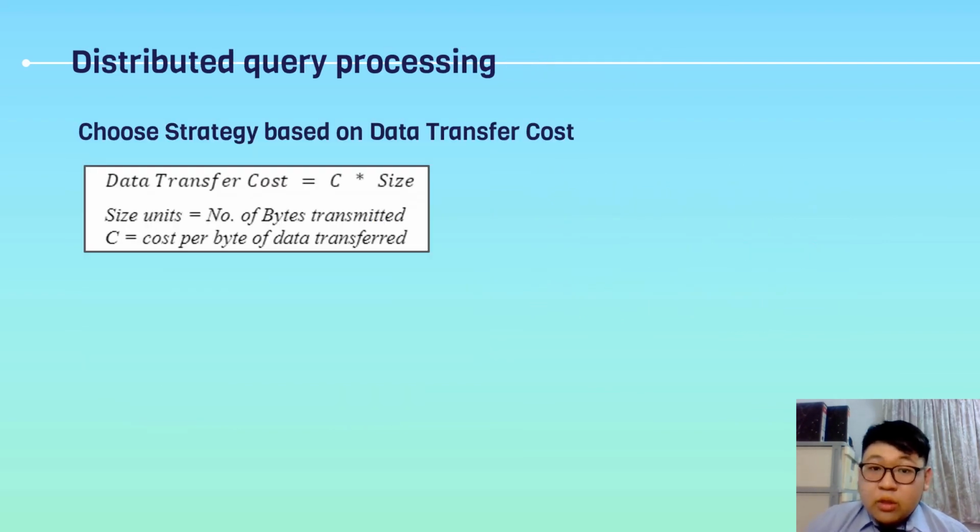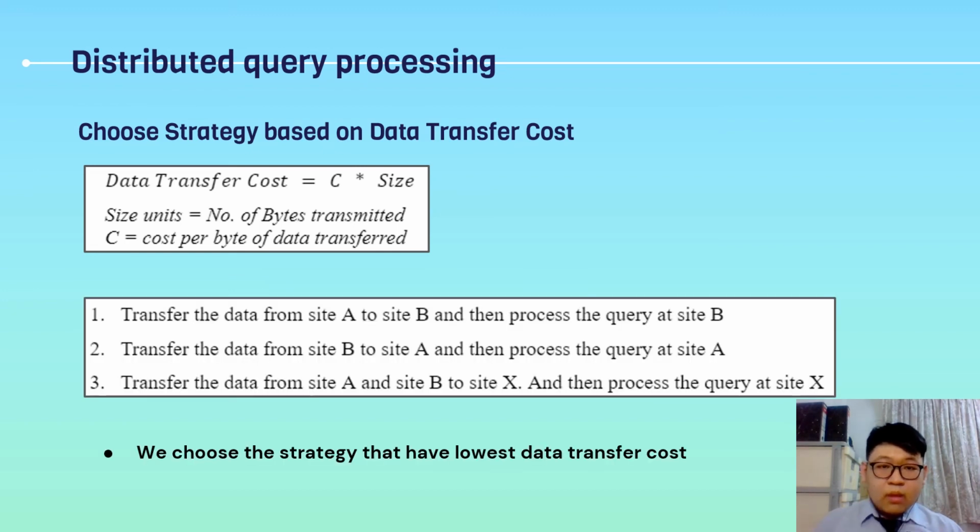For distributed query processing, we choose our strategy based on the data transfer cost. To calculate the cost, we multiply the cost per byte of the data transferred by the size in bytes. There are three strategies we can take, which are shown here after the formula. We calculate the data transfer cost for each strategy, and we choose the strategy that has the lowest data transfer cost.